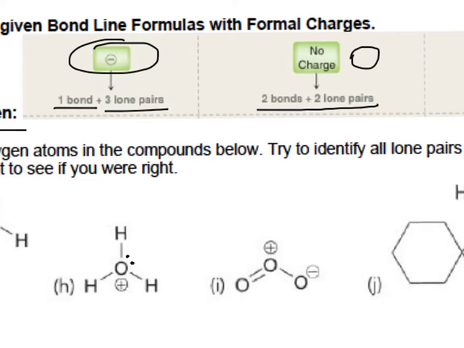Molecule I, which is ozone, has 3 oxygens. So if we start from the left with the neutral oxygen, we can see that it has 2 bonds. So it must have 2 lone pairs. The central oxygen has a positive formal charge. It has 3 bonds. It must have 1 lone pair. Finally, we come to the negatively charged oxygen. It has 1 bond. It must have 3 lone pairs.